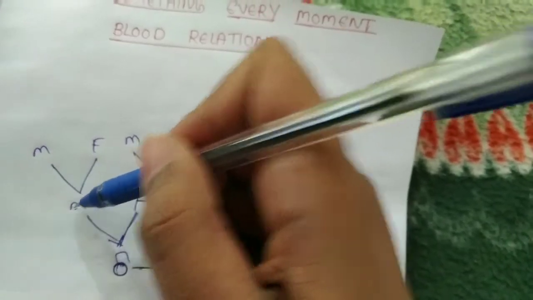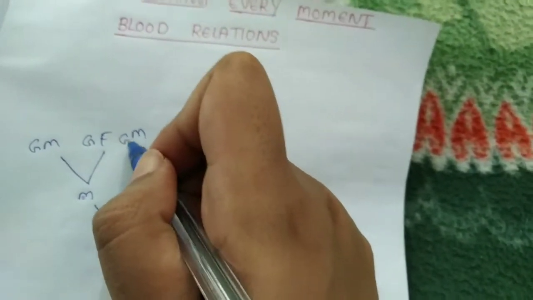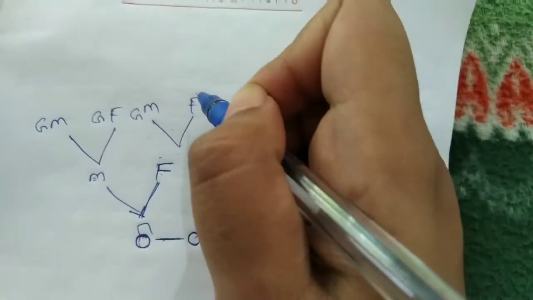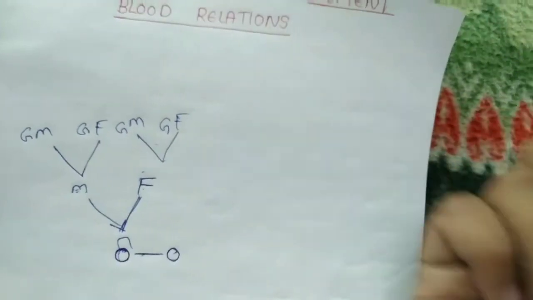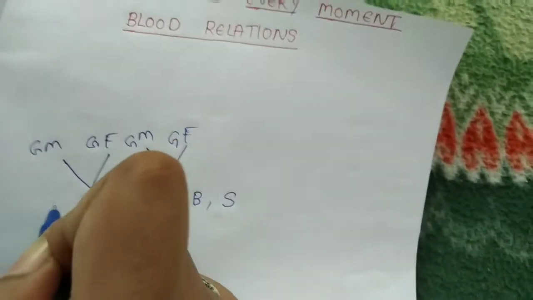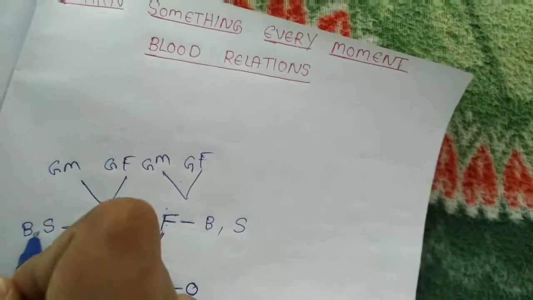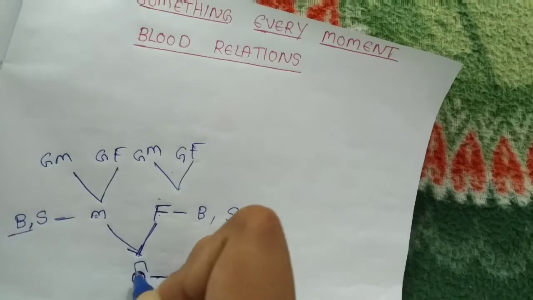Now we are seeing all relations from this girl. For this girl, mother's mother is grandmother, mother's father is grandfather, and father's mother is grandmother, father's father is grandfather. The father has brother and sister, and mother also has brother and sister. What are they related to this girl?